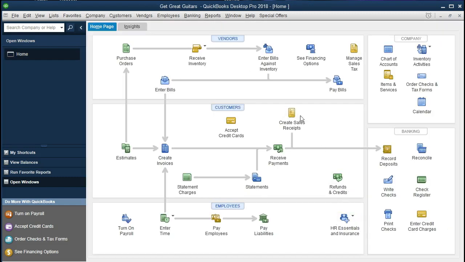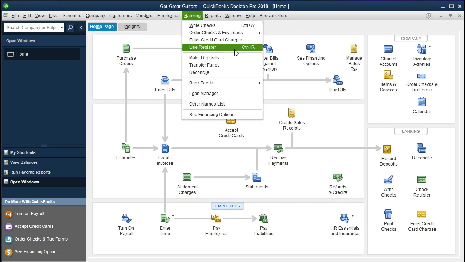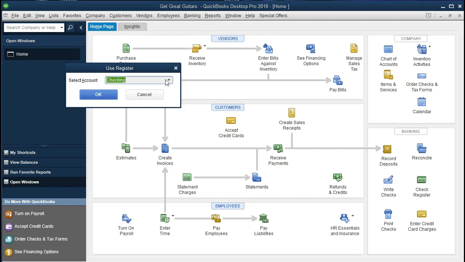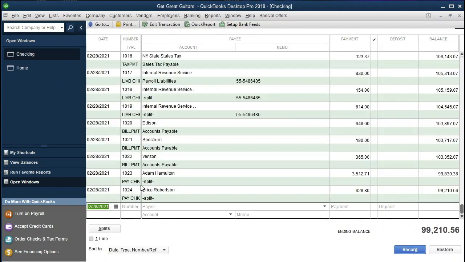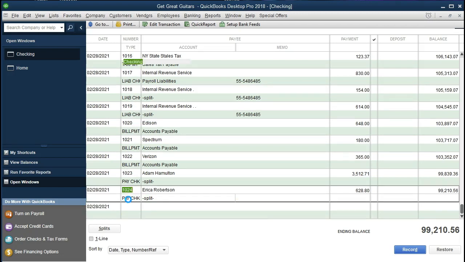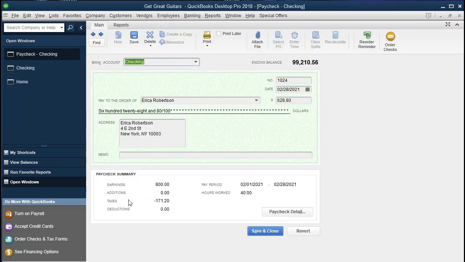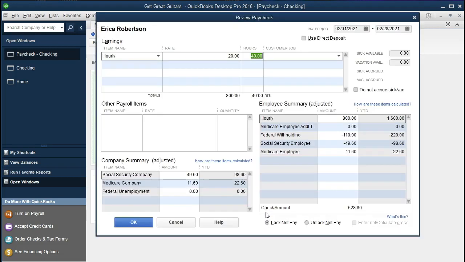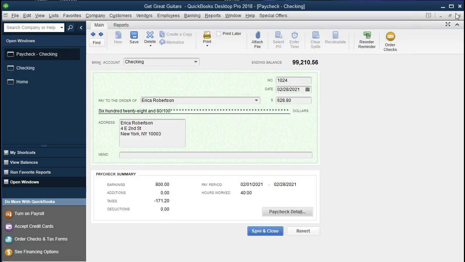First, we might want to check the check register to make sure that those have been created. So we can go to the banking. We can go to use register and checking account. And there's our two checks. We can see that they are paychecks rather than just normal checks or pay bills. If we double click on it, we have to double click right on that little item where it says paycheck, by the way. Then we can see our net pay, our activity. It's all lumped together. However, if we want to see the detail, we go to paycheck detail, and that will give us our breakout of the input screen. Closing this back out, closing this back out.